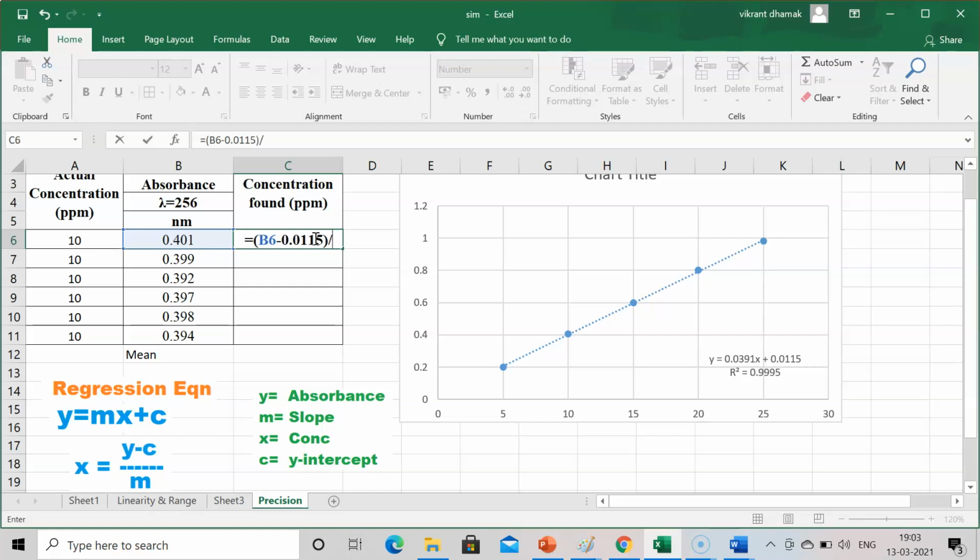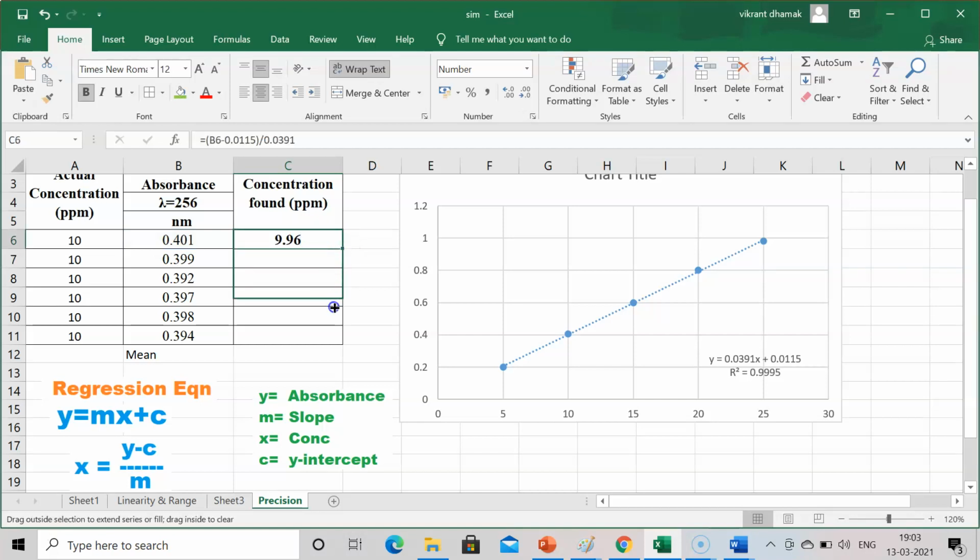Complete the bracket, divided by slope. The slope is 0.0391. So press enter. Now you will get the concentration. Now select the cell and scroll it. You will get all the concentrations.